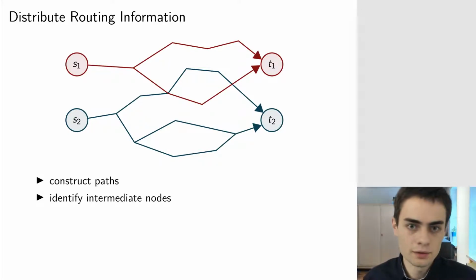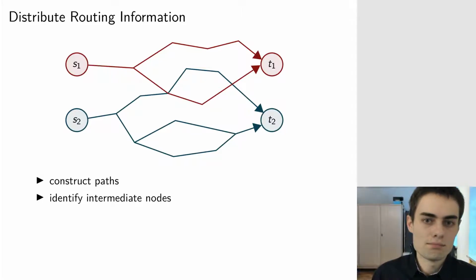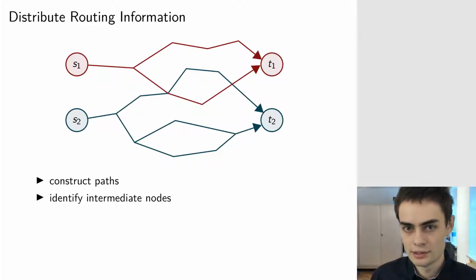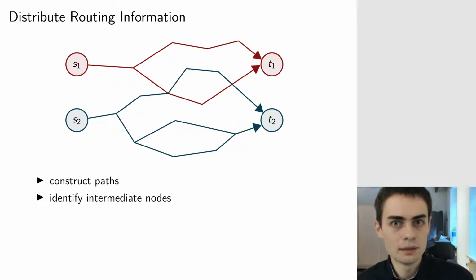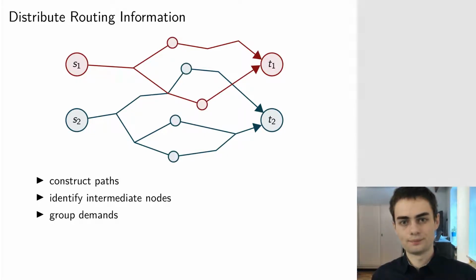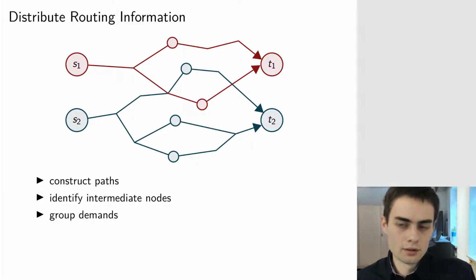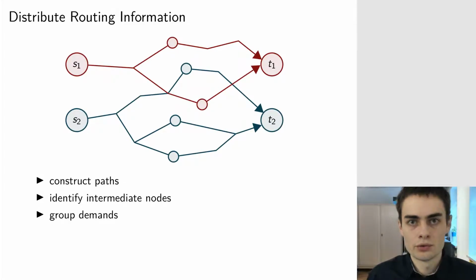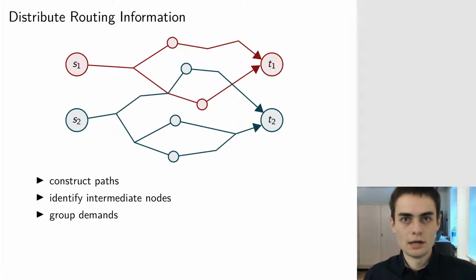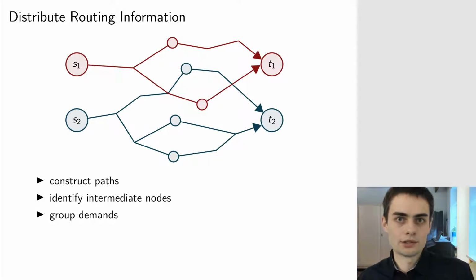However, we have many of them, so we can't store all of them at the source. Now, because there are many paths, there have to be many edges in the middle separating the source and the target, and we can identify intermediate nodes. So these are just nodes adjacent to these edges. We want to use these nodes for storage. So instead of storing enough routing information to route to the target directly in the source node, we will only store enough routing information that we can reach one of the intermediate nodes.